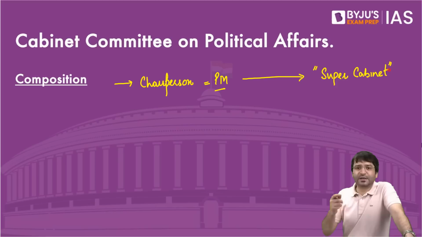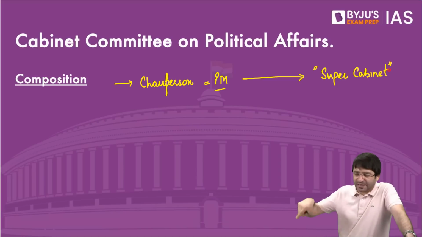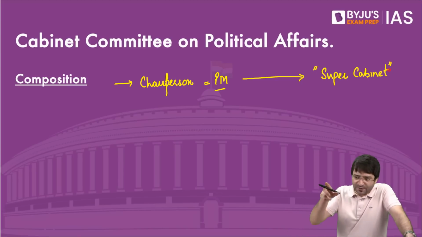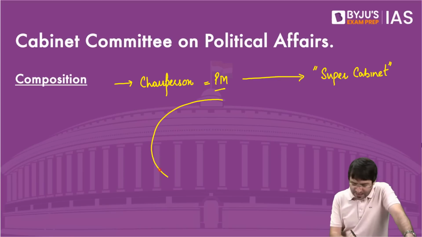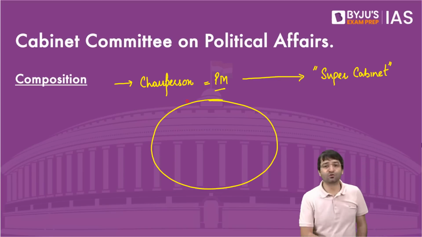After all, political decisions are to be taken by the government. For this particular state, where the election is about to take place, this is going to be the policy of the government. This is decided in the Cabinet Committee on Political Affairs meeting. For Telangana, we will announce these many schemes and these many policies, or we will announce a new IIT, a new IIM. All the political decisions that the government has to take are taken in this Cabinet Committee on Political Affairs. That is why we call it a super cabinet.